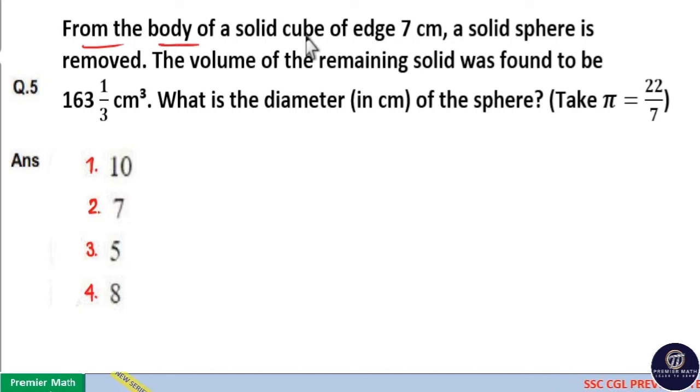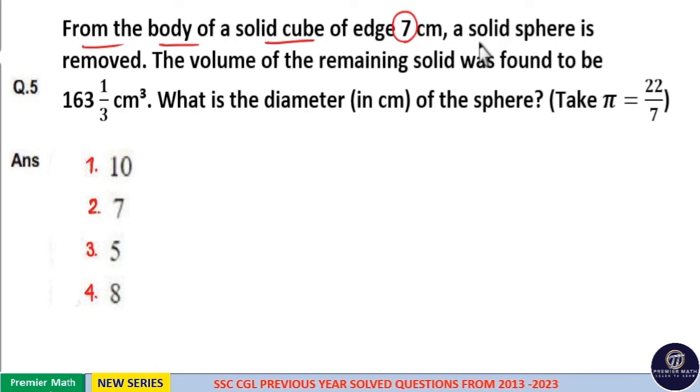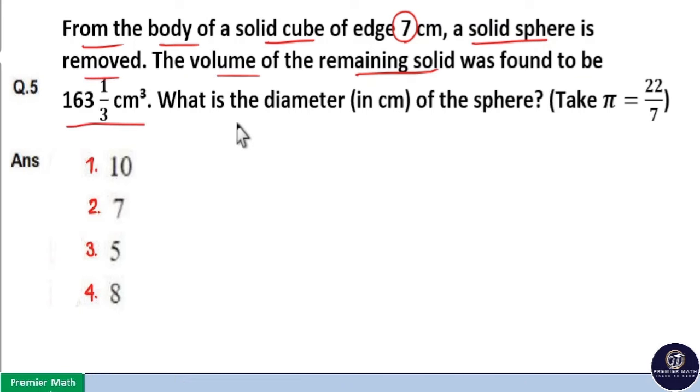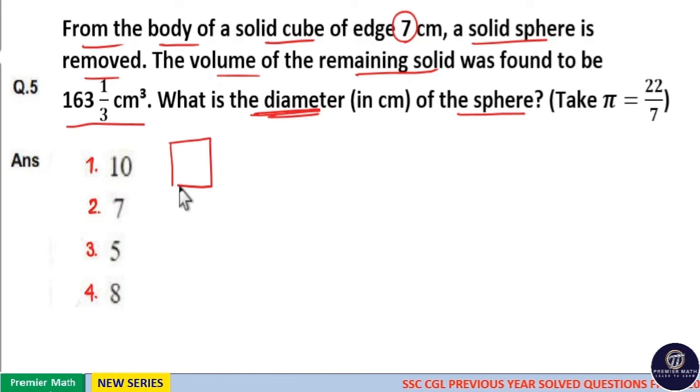From the body of a solid cube of width 7 cm, a solid sphere is removed. The volume of the remaining solid was found to be 163 into 1 by 3 cm cube. What is the diameter of this sphere? So this is diameter, not radius. Now this is a cube and a sphere is removed from it.